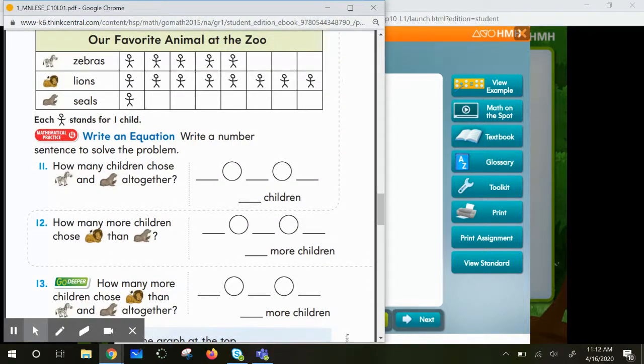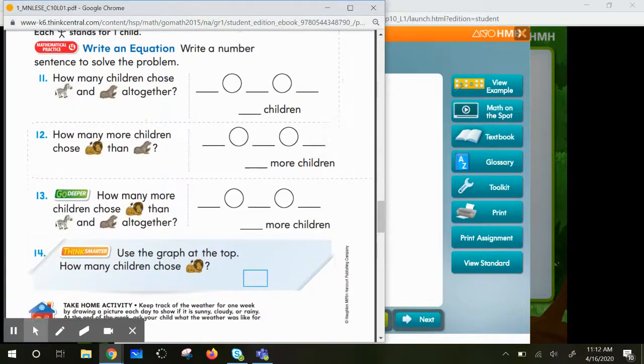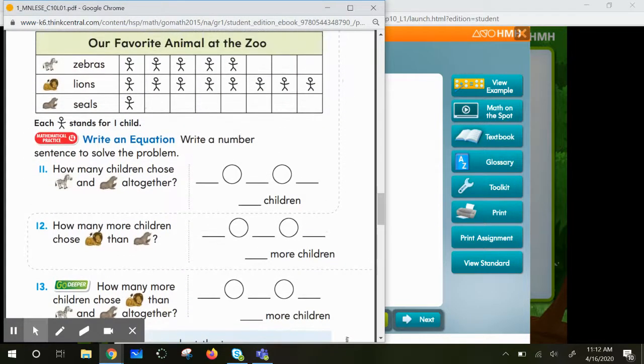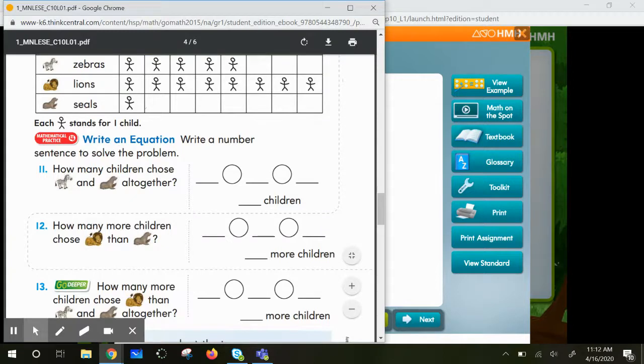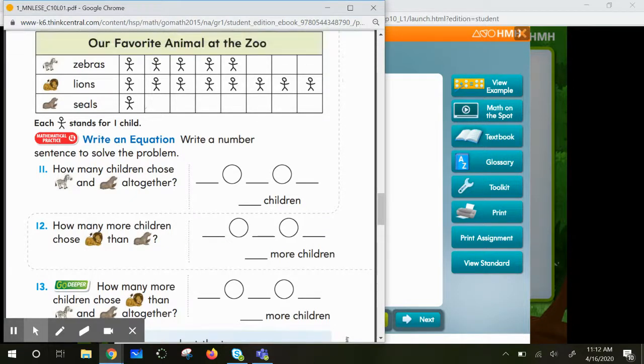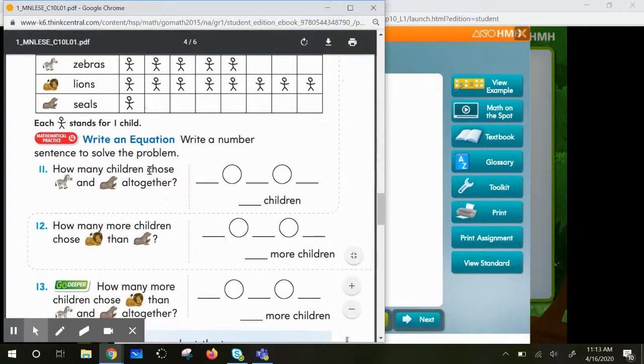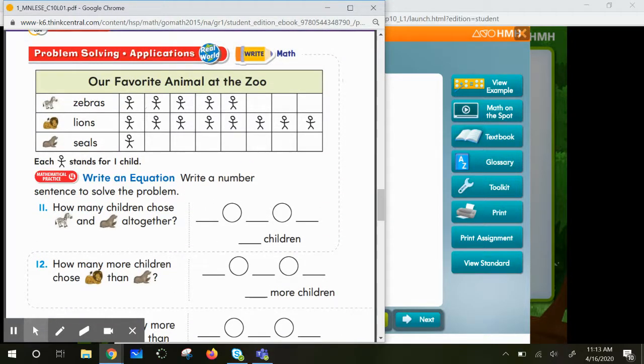Numbers 11, 12, 13, and 14 all go with our favorite animal at the zoo. Remember, each picture stands for a child. You're going to write the equation and solve the problem. So how many children chose zebras and seals all together? That's adding. In order to do that, this goes back to what I showed you in the beginning.